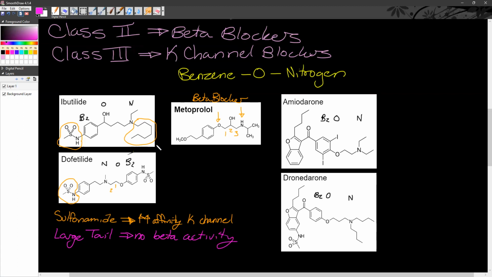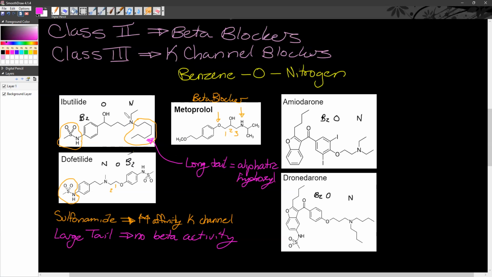When we look at ibutylide, what is the danger of this long tail? What can happen here? What's always the danger of sticking just more and more carbons as a tail? Yeah, a long tail means aliphatic hydroxylation. So in order to stop the beta blocker activity, we need a long tail, but that's going to decrease the half-life of the drug.